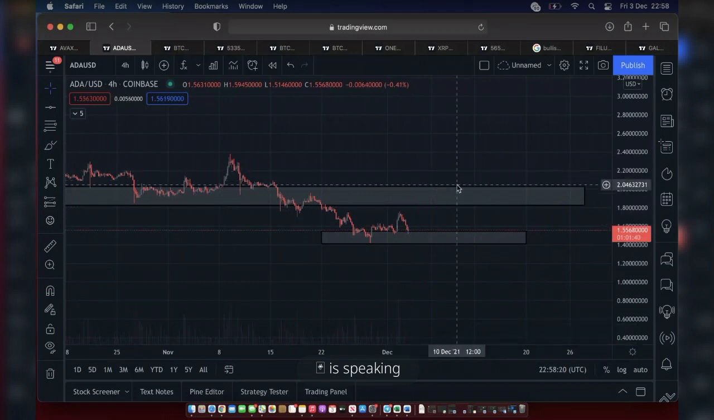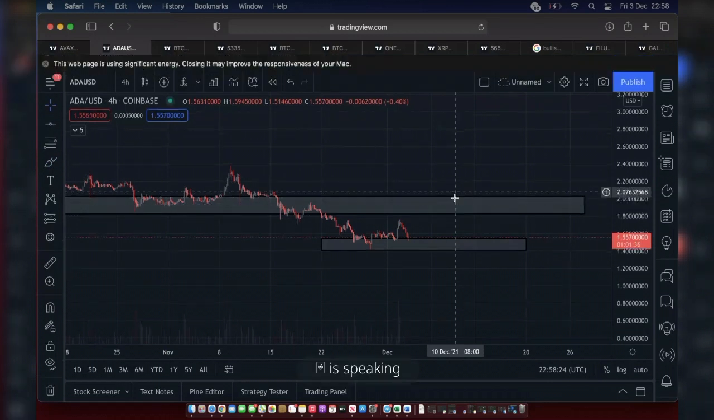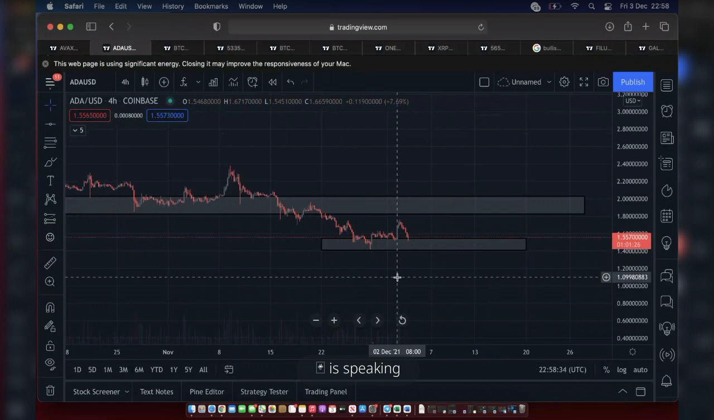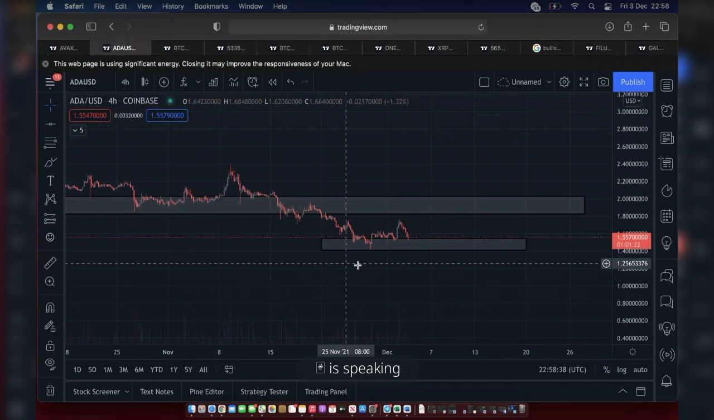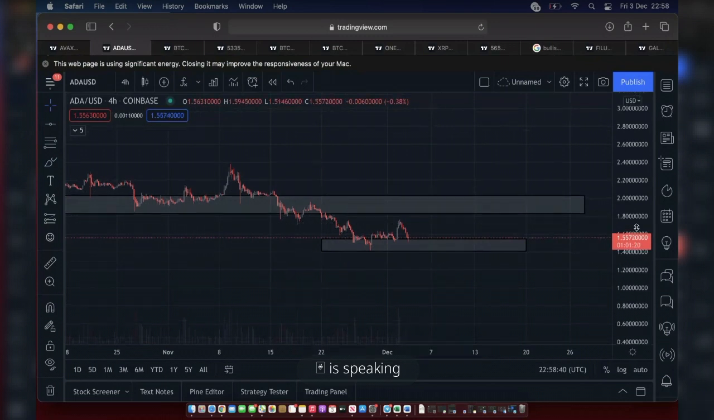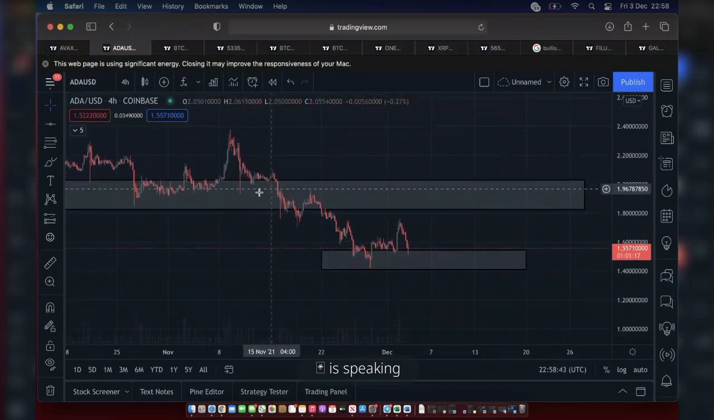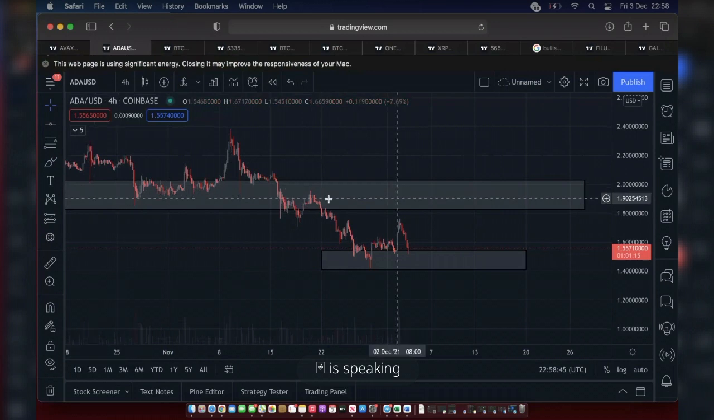And then if you find support at the next zone, you're looking for it to hold as support. Now, you always know if it holds as support because you're going to see price react off the zone, come back down, react off the zone again. And that's how you can identify that this has now become support. Hopefully that makes sense.